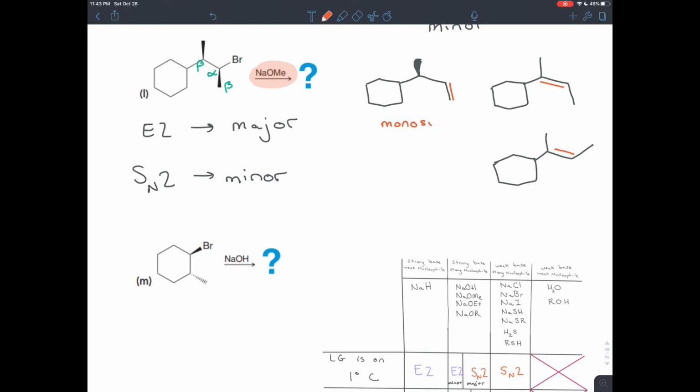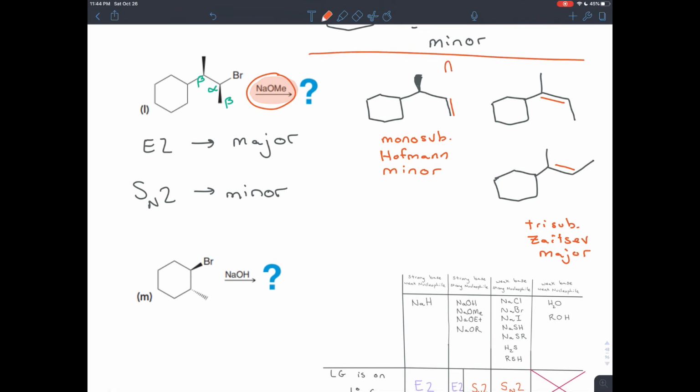Now first, this top one on the left is monosubstituted, and the 2 on the right are tri-substituted. So the ones on the right are the more substituted products, those are the Zaitsev products, and the monosubstituted one is the Hoffman product. Which one is major or minor depends on what type of a base we have in an E2 mechanism. We have a skinny base, sodium methoxide, and so the Zaitsev product is the major product, and the Hoffman product is the minor product.